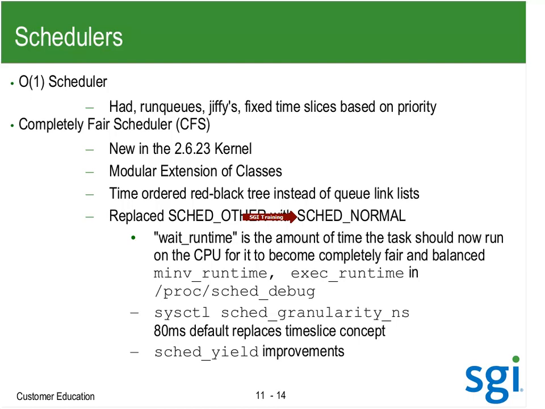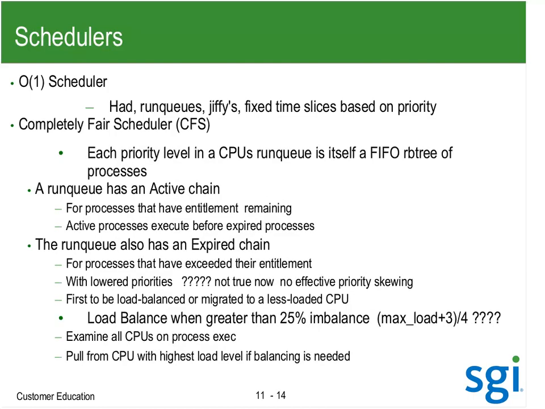Now, part of this is something called wait runtime. It's the amount of time the task should now run. That's my entitlement for it to be completely fair and balanced. And there is a proc sched debug that gives the statistics in min vruntime and execution runtime. Also, the sysctl has a scheduler granularity, 80 milliseconds by default. And they said sched_yield improvements, but I have a multiple-year PV on sched_yield not working correctly. And I can still prove that one.